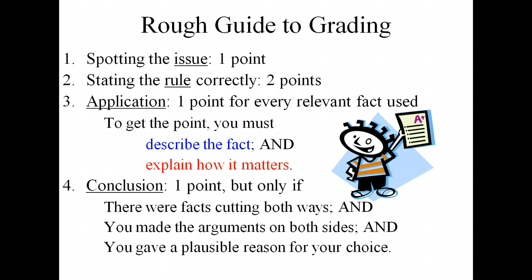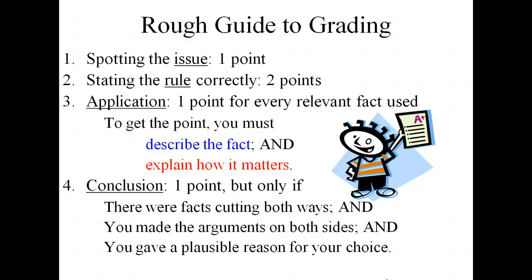To give you a rough sense of grading, I usually give 1 point for spotting the issue. I give 2 points for stating the rule correctly. And in terms of the application, where most of the points are allocated, I typically give 1 point for every relevant fact used, as long as it's an actual fact from the fact pattern and you use it in an argument. In other words, you explain how the fact matters.